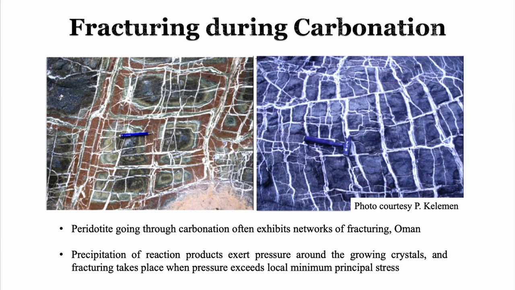And commonly on these mafic and ultramafic outcrops that go through the carbonation, we always observe these fracture networks. And this is one of the examples in Oman, where we see loads of exposure of the peridotite. And here we see a complex network of fracture, which is clearly related to this carbonation reaction. So people have proposed the idea that with the precipitation of a reaction product, it could actually exert pressure around the growing crystal and eventually fracture the rock when the pressure exceeds the local minimum principal stress.